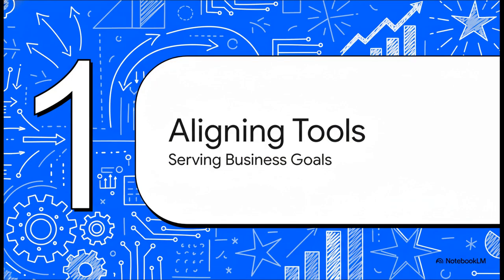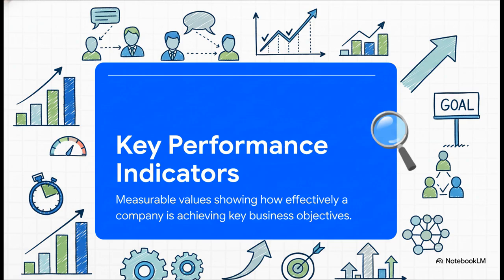We begin with Phase 1, aligning tools with objectives. The source indicates that the primary principle here is to ensure that technology is selected to serve predefined and clear business goals. Before any tool selection, the framework mandates the identification of key performance indicators, or KPIs.